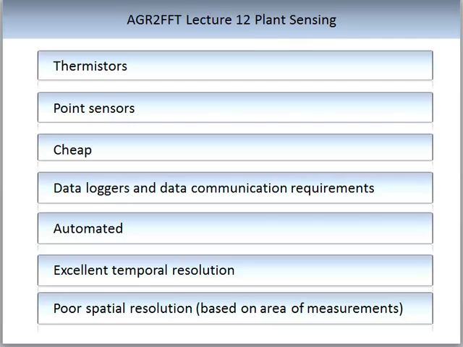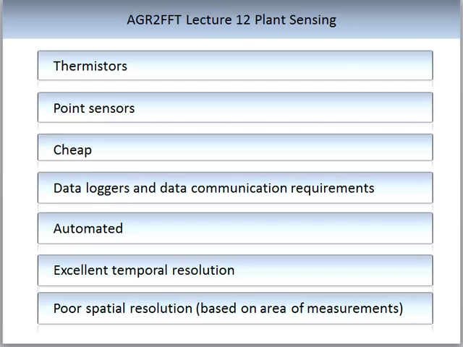Thermistors are used as point sensors. They are very cheap, the thermistor itself. You can easily get a good thermistor for 40 cents, say. You need to connect them to some kind of data logger, and you need a data communication protocol or requirement in order to collect them in a farming situation.